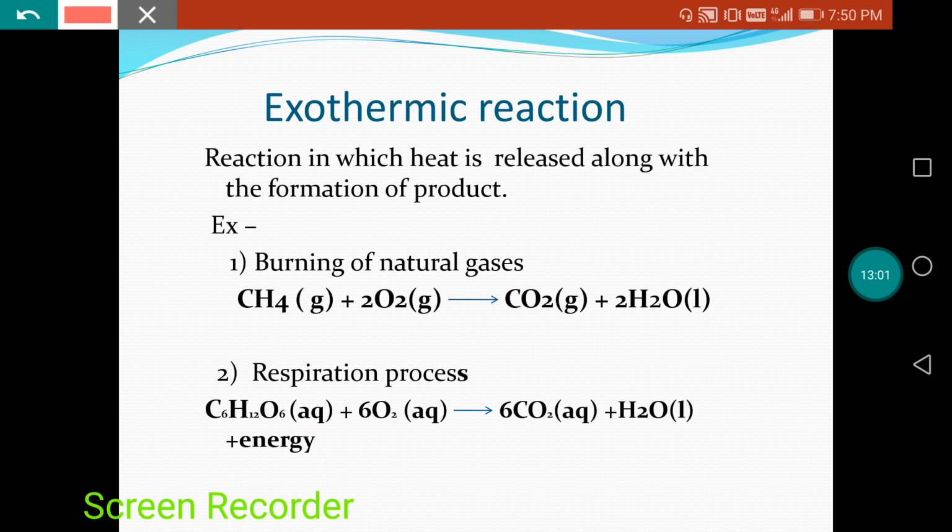So an exothermic reaction means any reaction in which heat is released along with the formation of a product. A combination reaction means when two or more reactants combine with one another and form a single product. It means that it is an example of a combination reaction. Hope this video helps you to understand the combination and exothermic reaction.